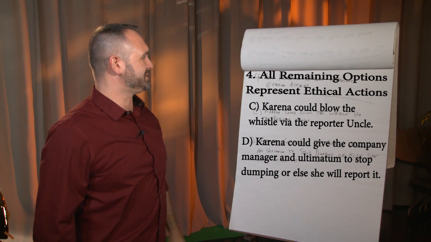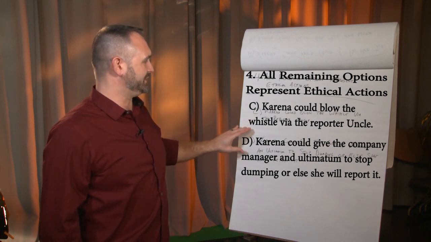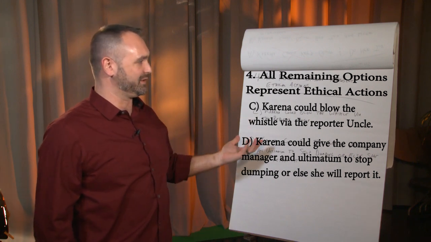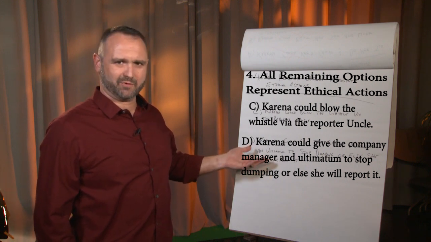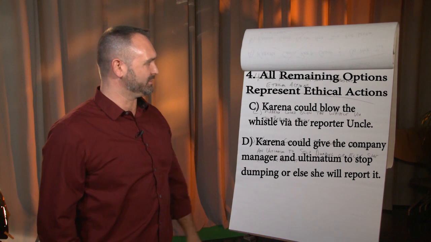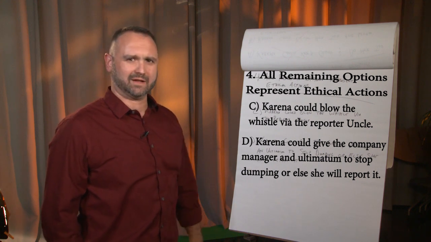So all remaining options represent ethical actions. That leaves us C and D. In this case, Karina could either blow the whistle via her reporter uncle, or she could confront the company manager before reporting it. Either one of these options represents an ethical choice as far as Kant's deontology is concerned.